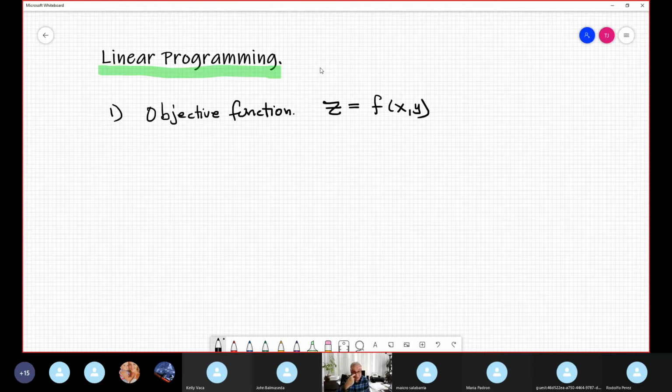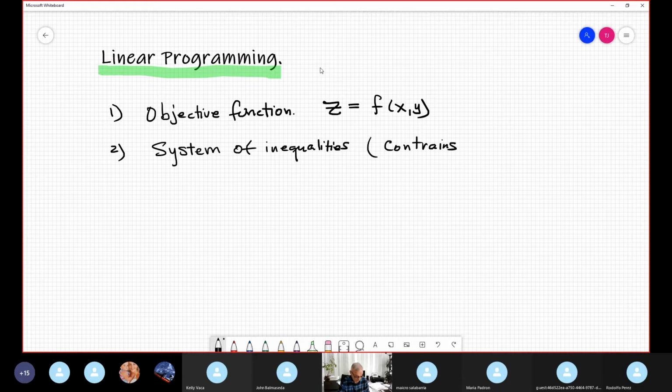That's the first step. The second piece of the linear programming problem is the system of inequalities defining the constraints. It's the constraints on x and y. So we have one function.